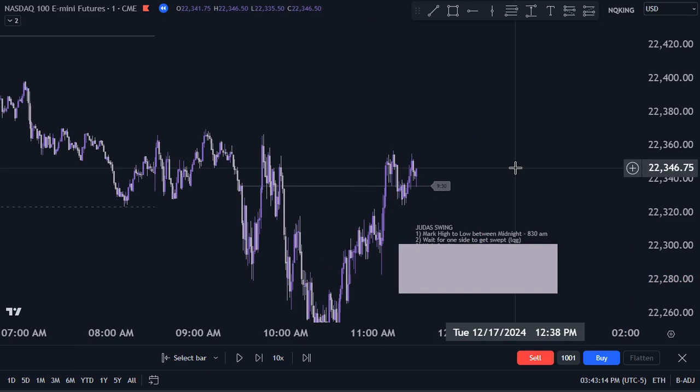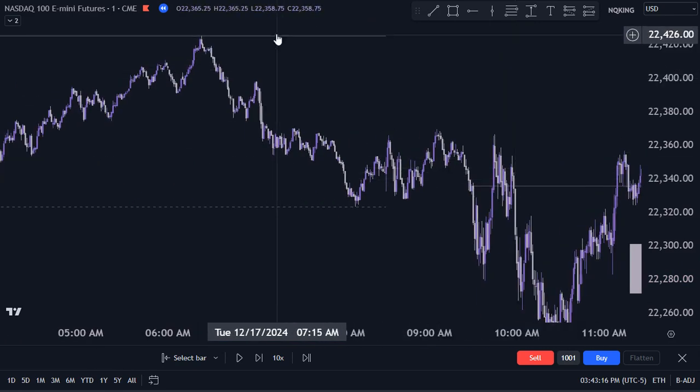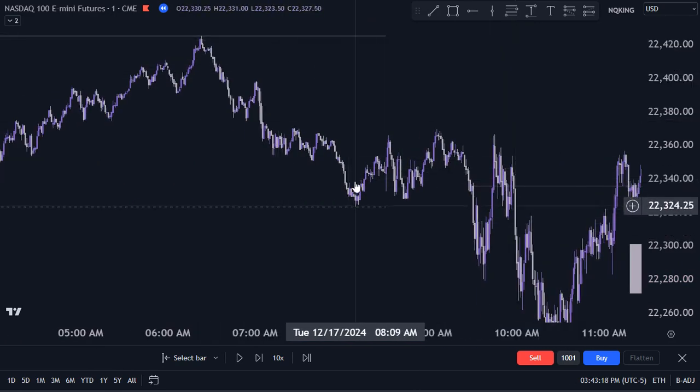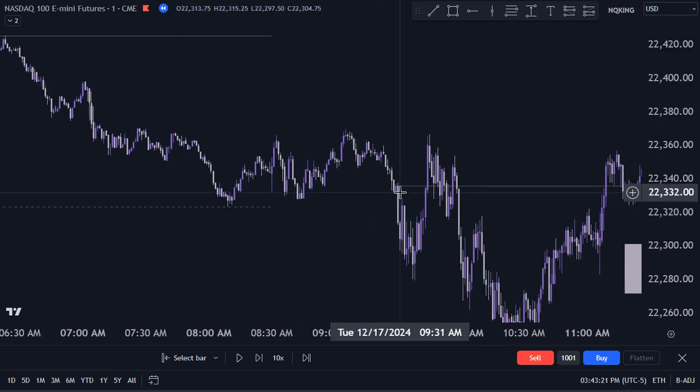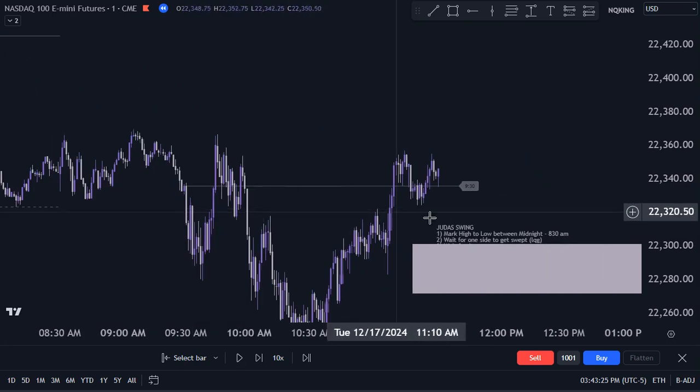Next, we want to wait for one of the sides to get swept. This is also called a liquidity grab. So we either want the highest high to get swept or the lowest low to get swept between midnight to 8:30. And so you can see right here, this 9:30 candle sweeps these lows. So that's our liquidity grab.